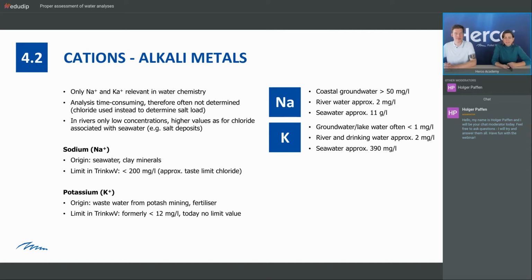Yeah, you probably don't know it because there's no limit value, and usually it's not a very problematic constituent. But both of these are somehow always associated with seawater here. So you will see either there is some rock formation that used to be originally sea, or you have maybe coastal groundwater where you have influence from the sea. And if you have low values, that means usually you're far from the sea, and you will have low chloride values as well. Okay.